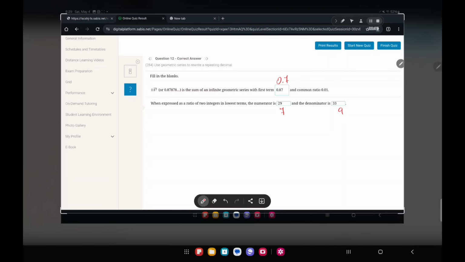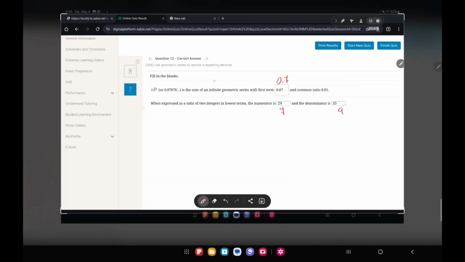7 and then 9. Okay, some people put 0.77. I don't know why. In the exam, they gave us 0.77777, right? Okay, it's only one decimal being repeated, so you only put 0.7. You don't put 0.77. No. Just because in the quiz they put two numbers doesn't mean you put two.